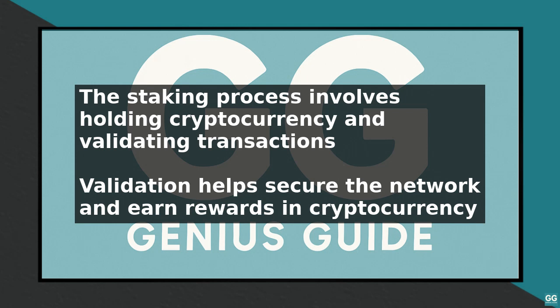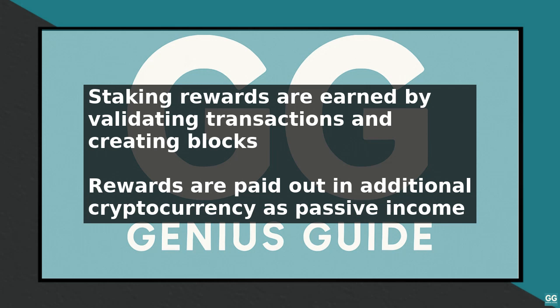One of the key concepts to understand when it comes to Revolut staking is the concept of staking rewards. Staking rewards are the rewards earned by validating transactions on the blockchain and creating new blocks. The rewards are typically paid out in the form of additional cryptocurrency and can be a significant source of passive income. To maximize your staking rewards, it is essential to choose the right cryptocurrency to stake. Different cryptocurrencies have different staking rewards and requirements, so it is crucial to do your research and choose a cryptocurrency that aligns with your investment goals and risk tolerance.